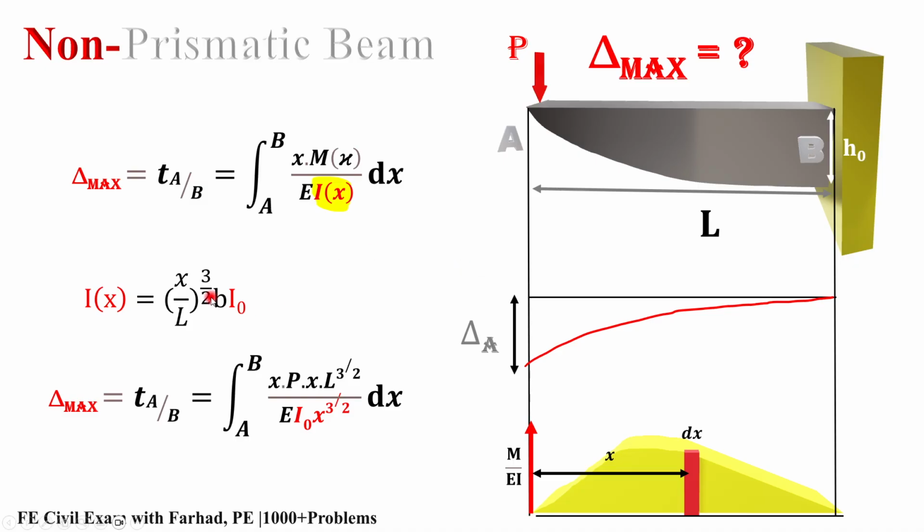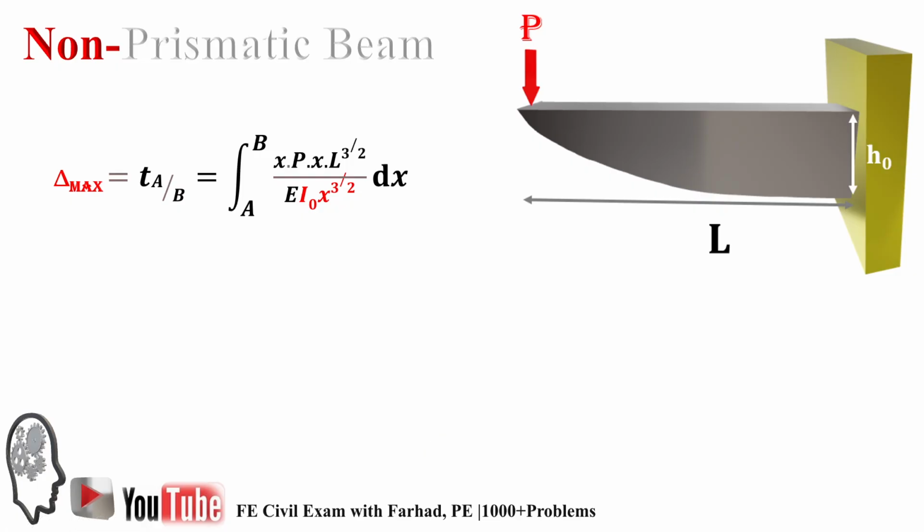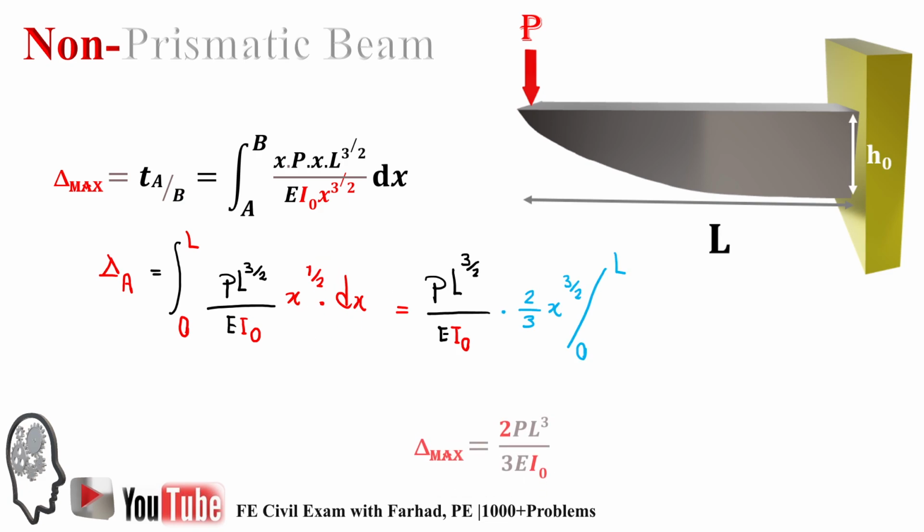So if you replace Ix in the delta equation, and delta maximum is the tangential deviation of A with respect to the horizontal line from B, it just gives you this integration. If you integrate it, it gives you delta A to B. You can replace it by the limit of 0 to L, P L to the power of 1 and a half over E I naught, x to the power of 1 half dx. And then it gives you delta maximum is 2/3 of P L cubed over E I naught.